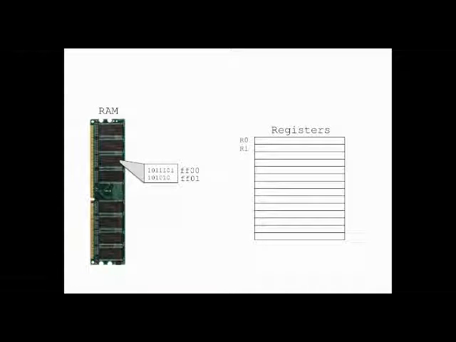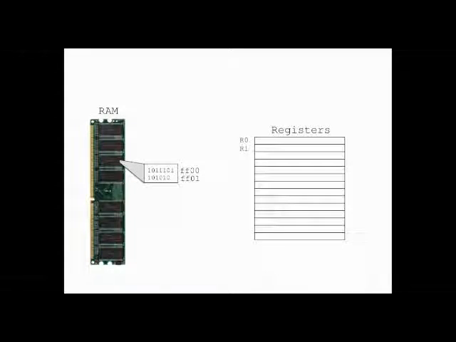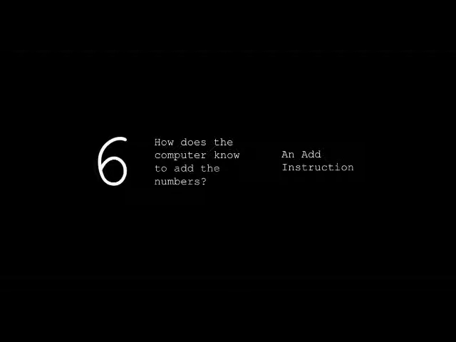How would we do that? Let's see if you know. Question 5. How do we tell the computer to move the numbers from RAM to the registers? The load instruction is how we do it. So we tell the computer to move the numbers from memory to the registers by two load instructions. So the 93 in FF00 goes to R0, and the 42 in FF01 goes to R1. Question 6. How would we tell the computer to add the numbers? If you said an add instruction, that's right.